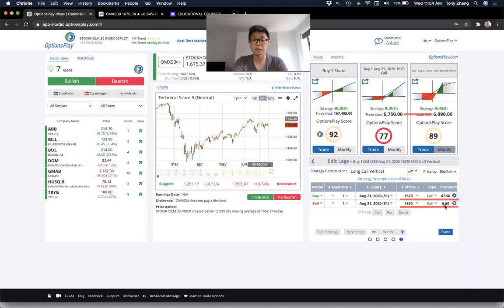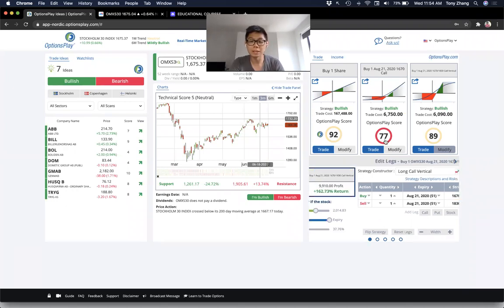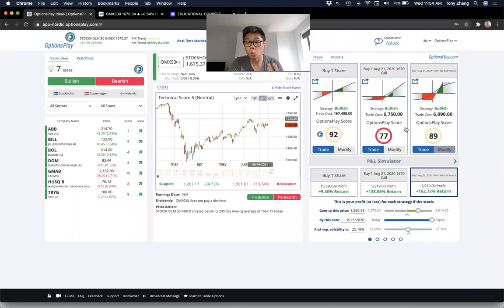We're bringing in about 6 crowns of credit. It costs us 67 crowns. So by bringing in 6 crowns, we're reducing our risk by 10%. So what I want to show you is, by reducing a risk by 10%, what does that look like?